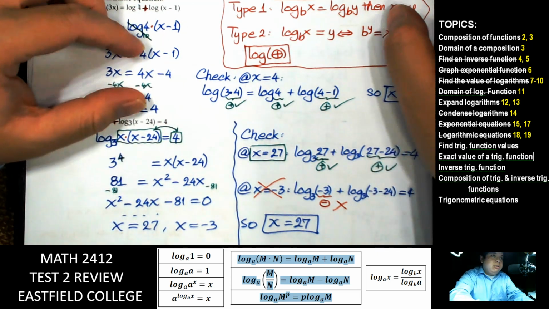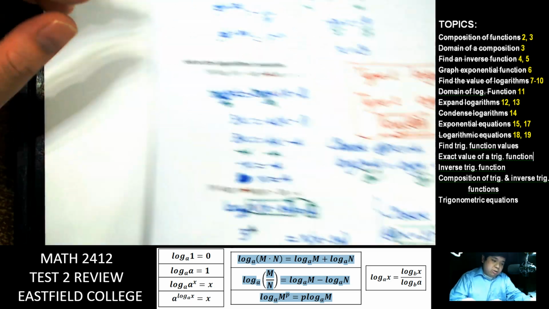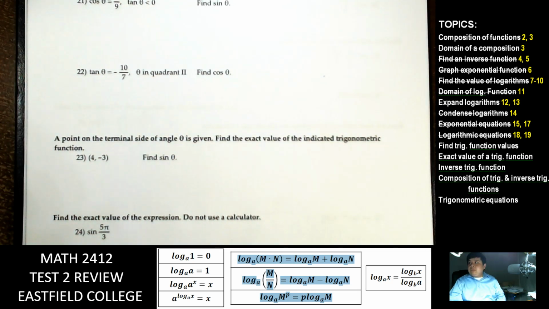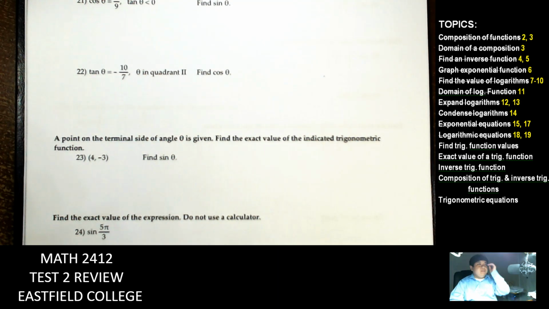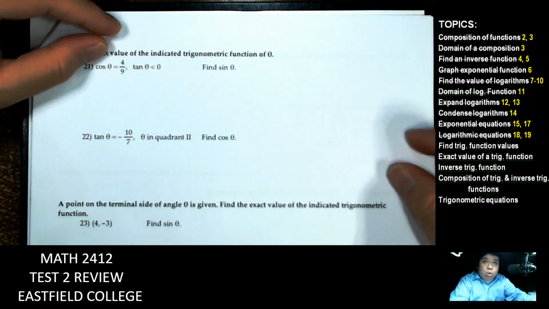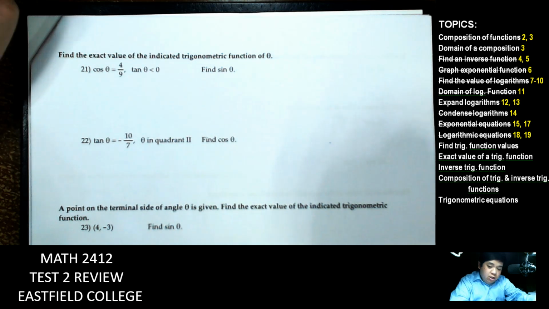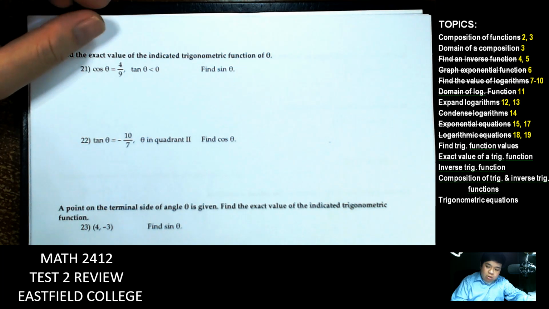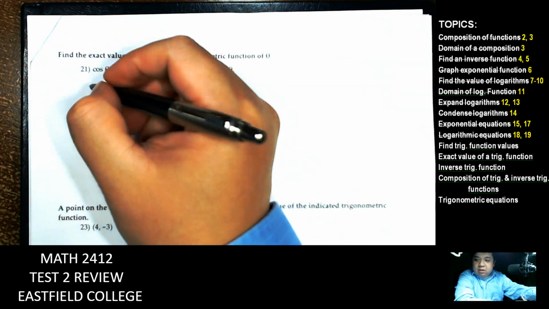Right, find trigonometric function values. By the way, we're done with the formula over there, so I'm going to take it out. Right, so you see something like this. So first we have the cosine is 4 over 9. So let's try to draw a triangle.